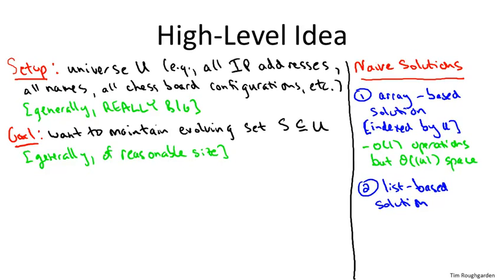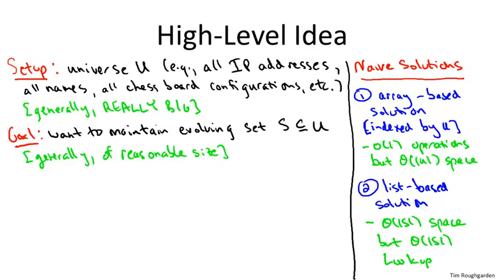The bad news is that to figure out whether something is or is not in a list, you generally have to traverse through most of that list, and so that's going to take time proportional to the length of the list. So really the question we're faced with in implementing a hash table is, can we get the best of both worlds of these two naive solutions?